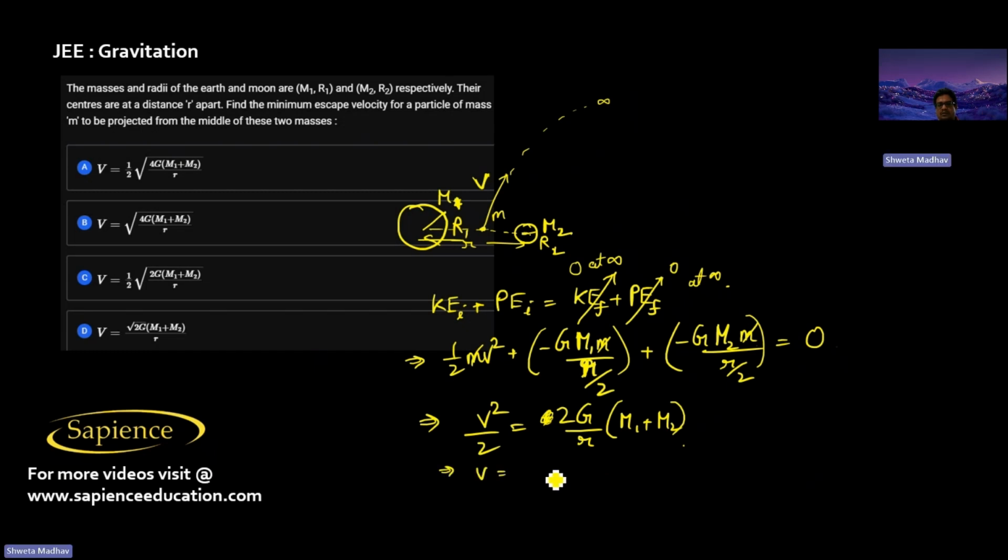It means v will be equal to root over 4G into M1 plus M2 by r. So option D is the correct answer.